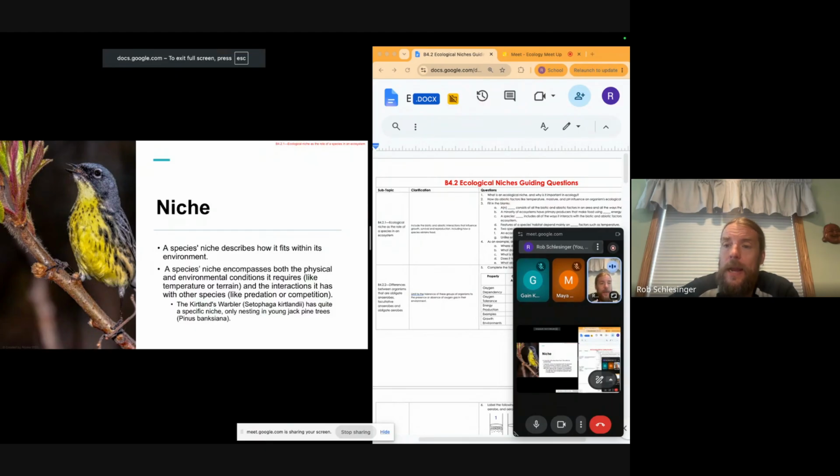And that's going to create competition. And we know that with competition, typically those two species, even though one species might be able to outcompete the other, it comes at a cost to both of those organisms.